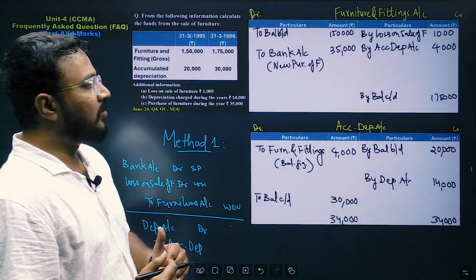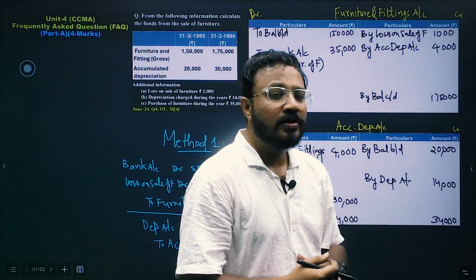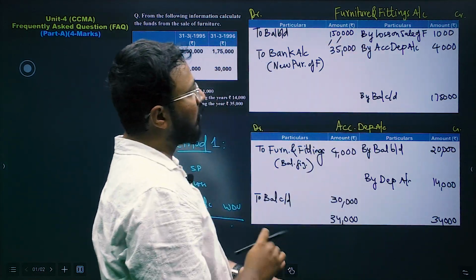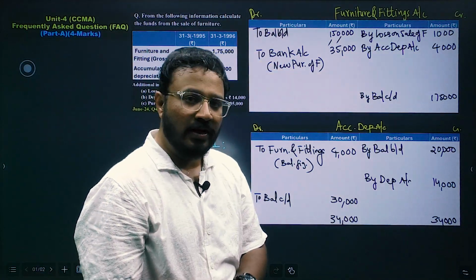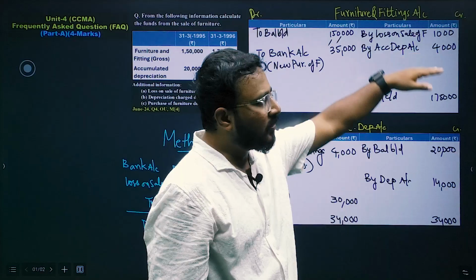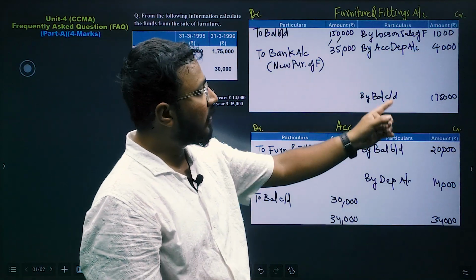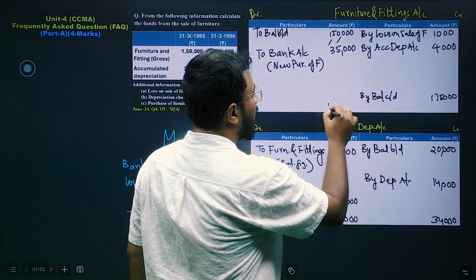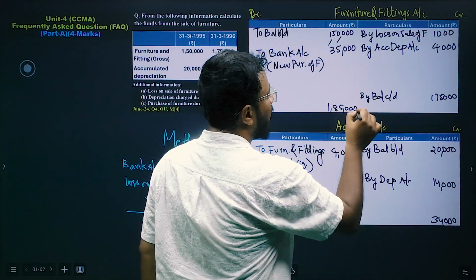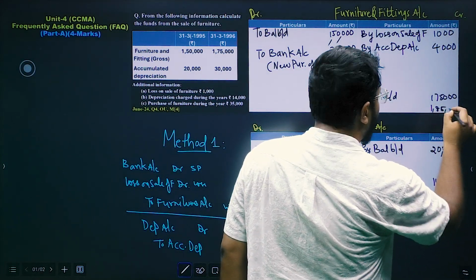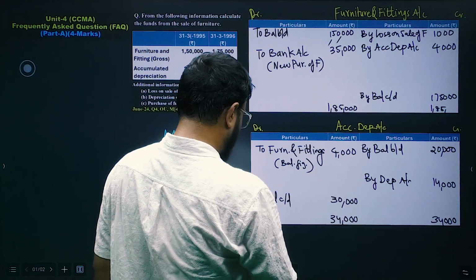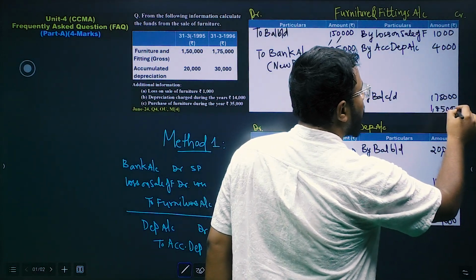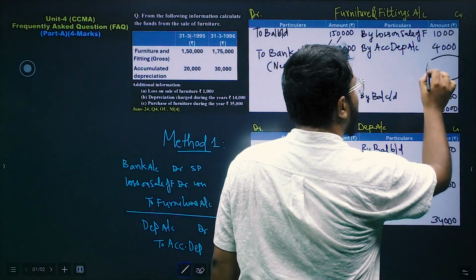Right, now your task is to balance this furniture and fittings account, right? How much is the debit side total? 1,50,000 plus 35 is 185. And here on the credit side you are getting only 180. Okay, 175 plus 4 plus 1 is 1,80,000. So you see debit side total is higher. 1,85,000 I am getting here. 1,85,000 I'll write on this side as well. Highest total will be written on both sides. Okay, 1,85,000. We will see a balancing figure here.